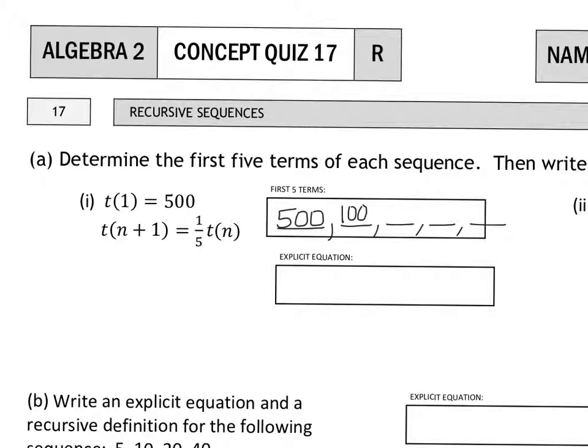Or in other words, you're dividing by 5. So if you divide by 5 again, you get 20. 20 divided by 5 is 4. 4 divided by 5 we can represent as 4/5.